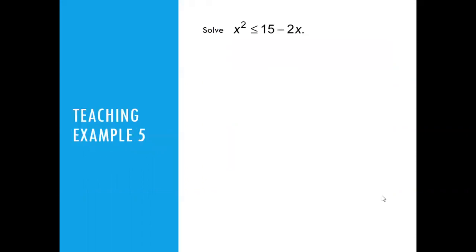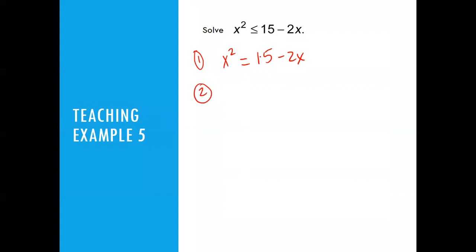Okay. All right. So here we have x squared is less than or equal to 15 minus 2x. So step 1 says we're going to rewrite this as an equation. So that means we're replacing our inequality with an equal sign. Okay. Step 2 tells us to do what? To solve it, right? So step 2 says you're going to solve this.